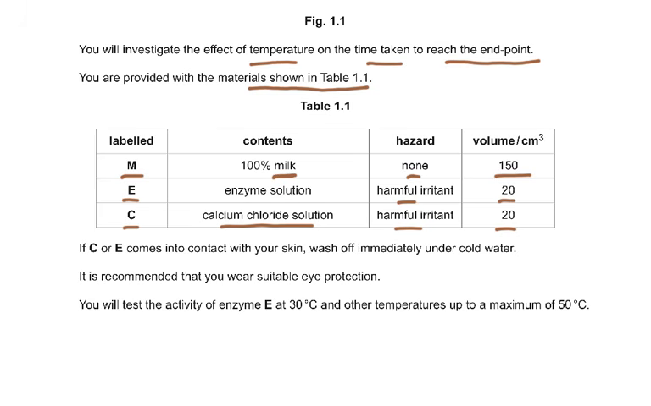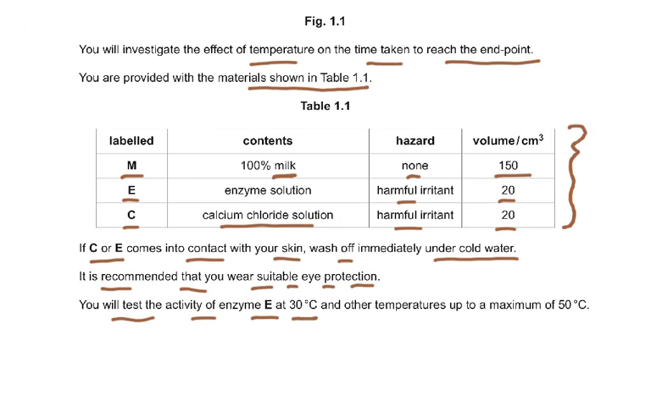Of course, all this instruction comes from Cambridge, and whichever place is your center, they will have all this information beforehand as to provide you with all this. If C or E comes into contact with your skin, wash off immediately under cold water. It is recommended that you wear suitable eye protection. You will test the activity of an enzyme E at 30 degrees Celsius and other temperatures up to a maximum of 50 degrees Celsius. So they're giving you all this information. You need to read all this information and you need to process all this information in your mind that, okay, what are we going to do?